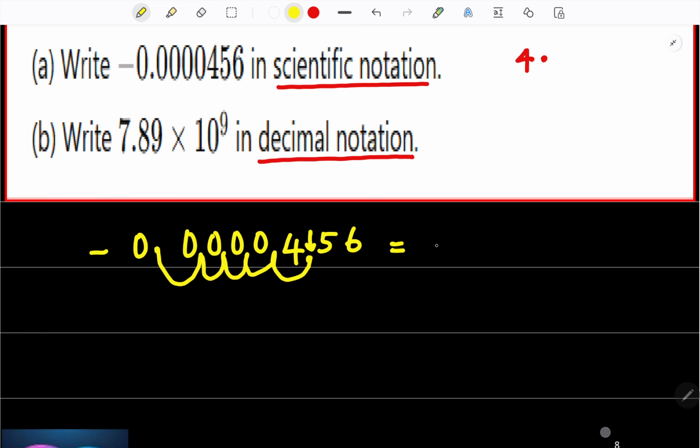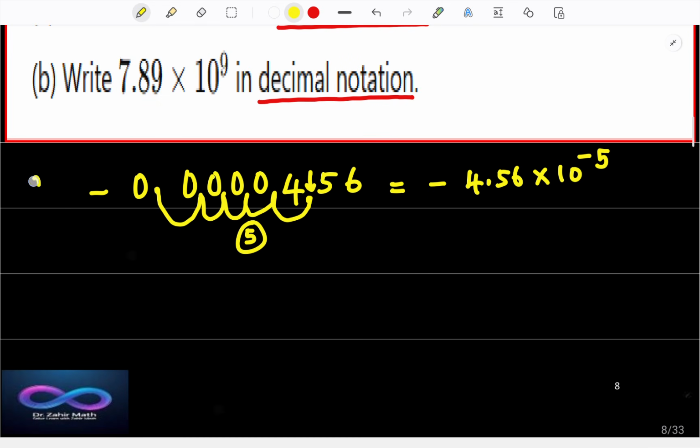So this is equal to negative 4.56 multiplied by 10 power. How many times we moved? 1, 2, 3, 4, 5 times we moved. So 10 to the power of negative 5. Right? So it's going to the right. In the scientific notation, if it's going to the right, you have to put negative. Keep in your mind. Let's go to the next question, which is decimal notation.